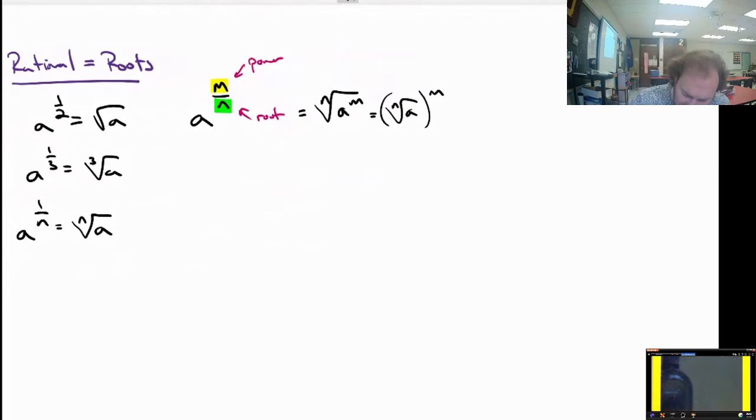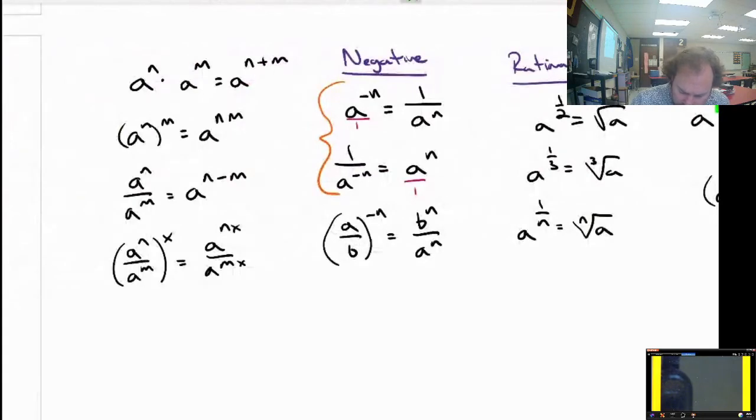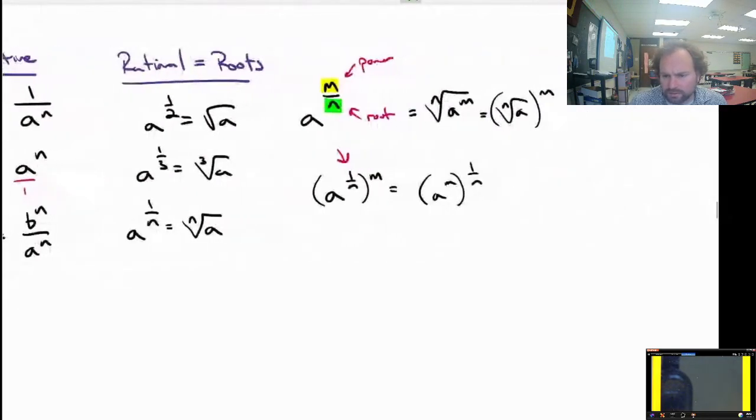A good explanation as to why that works is because you can easily split this up. You can say this is a to the 1 over n raised to the m power, or you could say that's a to the m raised to the 1 over n, making actually kind of a callback to this rule over here, the multiplication rule.